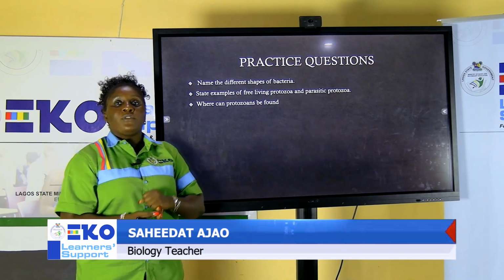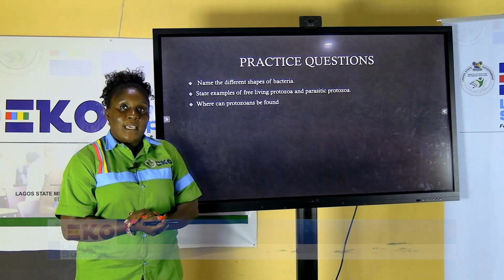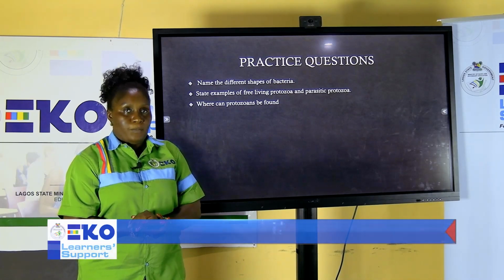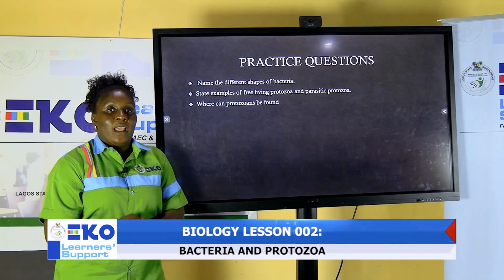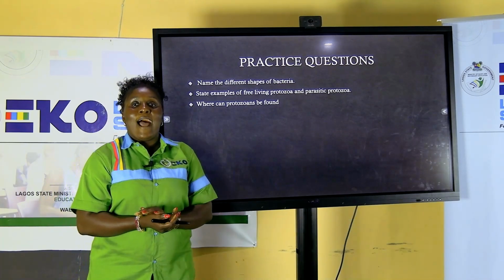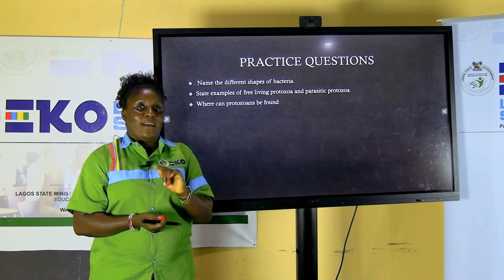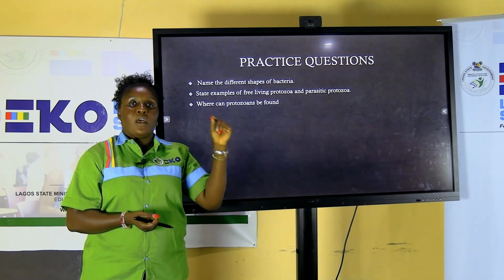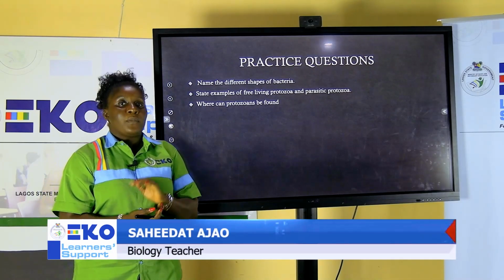Another shape that we have is the spirillum, which is spelled S-P-I-R-I-L-L-U-M. Another shape of bacteria that we have is the bacilli. Bacilli is spelled B-A-C-I-L-L-I, bacilli. The next question says, state examples of free-living protozoa and parasitic protozoa.